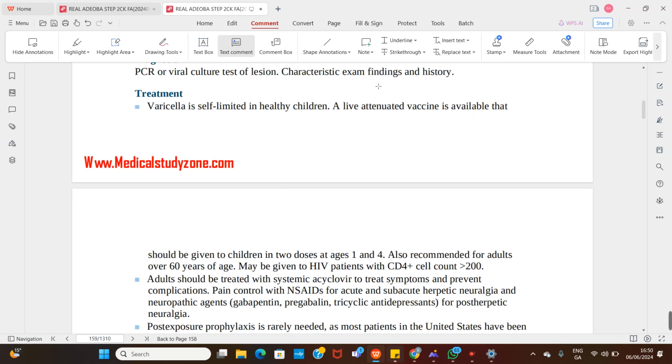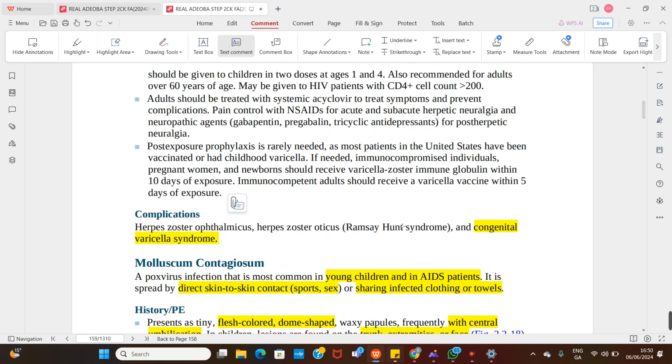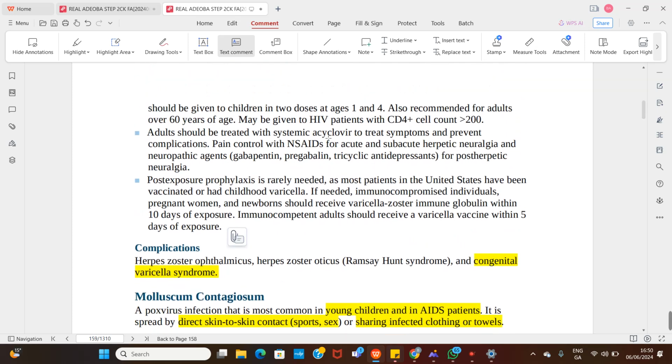But you have a live attenuated vaccine that should be given to children in 2 doses. Please, we should not forget this. I'm still going to show us the algorithm. We are still going to have a thorough look at the algorithm, but we should not forget this. You give it in 2 doses.